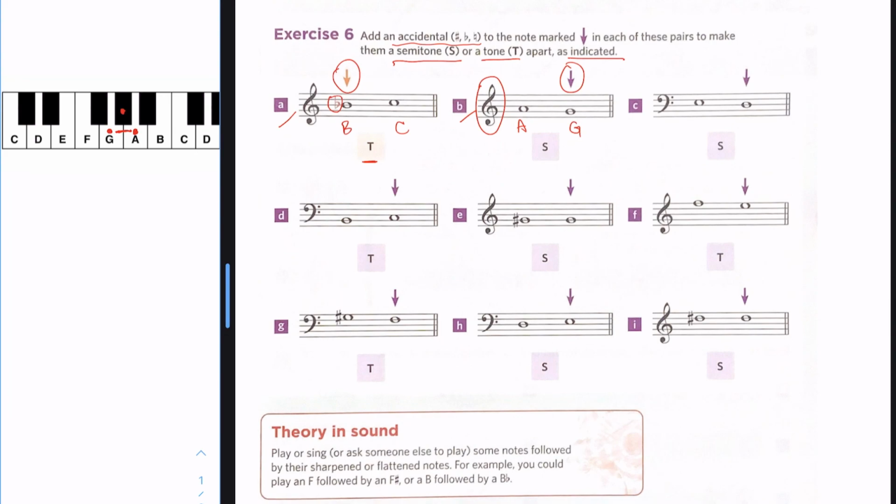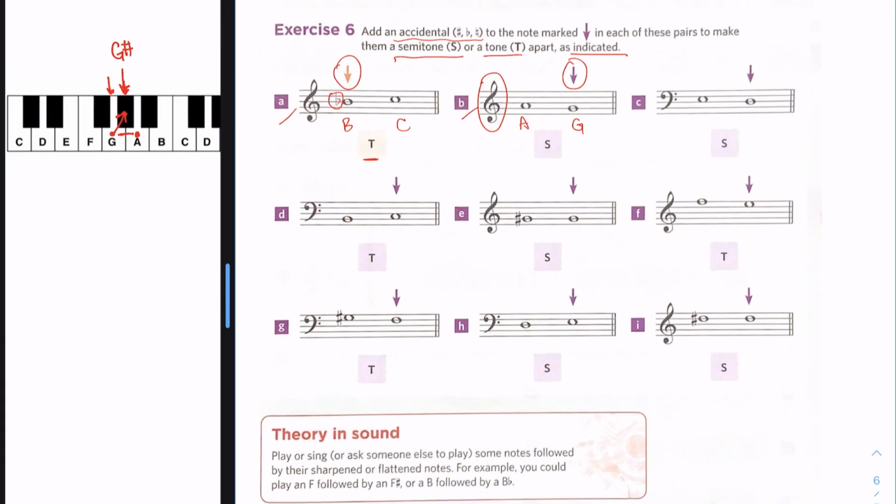So what we need to do is bring the G from here, the white key, to the black key here, like this. This black key here is called G sharp because it's higher than G. So we need to add a sharp in front of the G to make it a semitone.